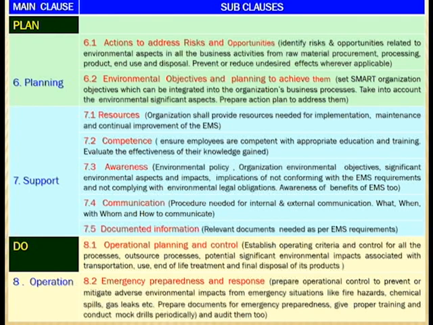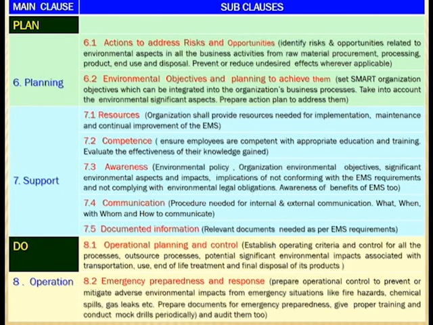Include outsourced processes too. Operation control on significant environmental impacts associated with the transportation, product use, end of life treatment and final disposal of products. Operation controls are to be reviewed and revised wherever necessary if there are any changes in the process, products and or services. 8.2 is emergency preparedness and response.